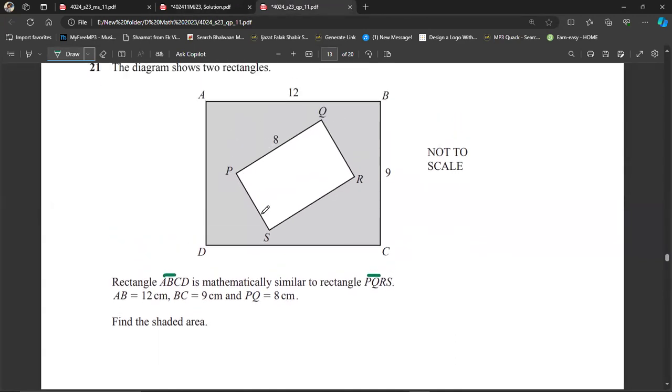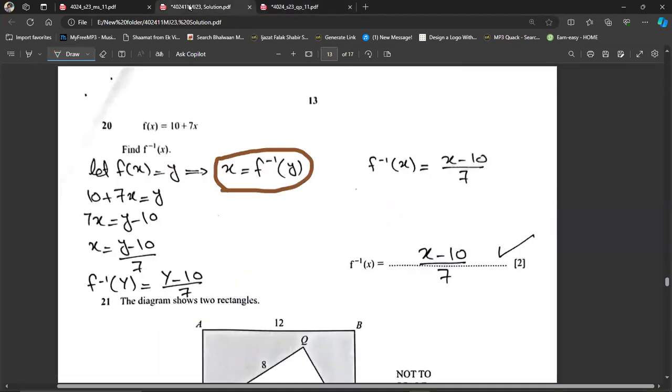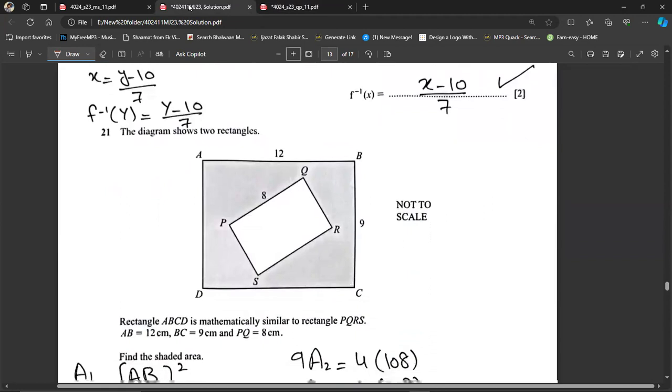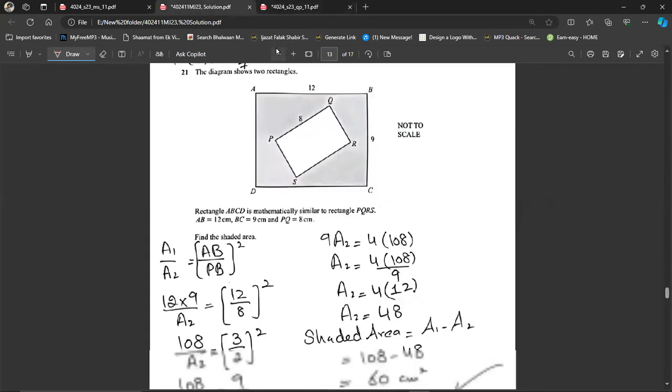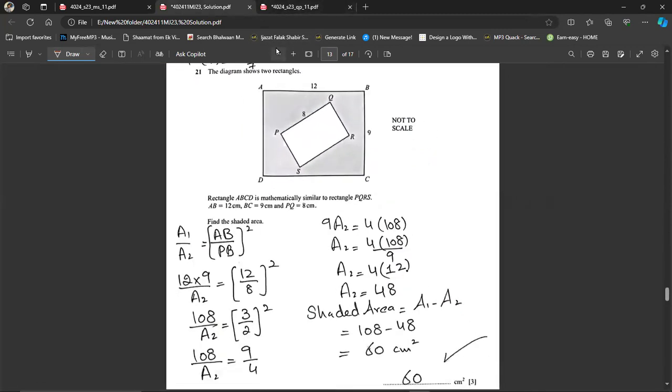From this big rectangle, subtract the area of the smaller rectangle, and then the remaining will be the shaded area. Because these two rectangles are similar to each other, the ratio between their areas will be equal to the ratio between their sides. So area 1 by area 2 will be equal to AB divided by PQ. I wrote PB, but this is not PB. It's basically PQ.